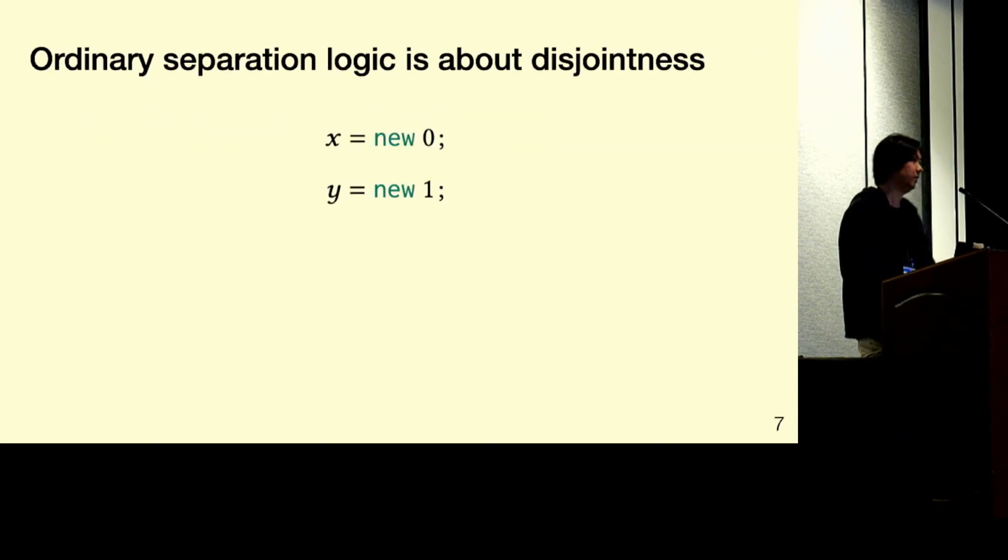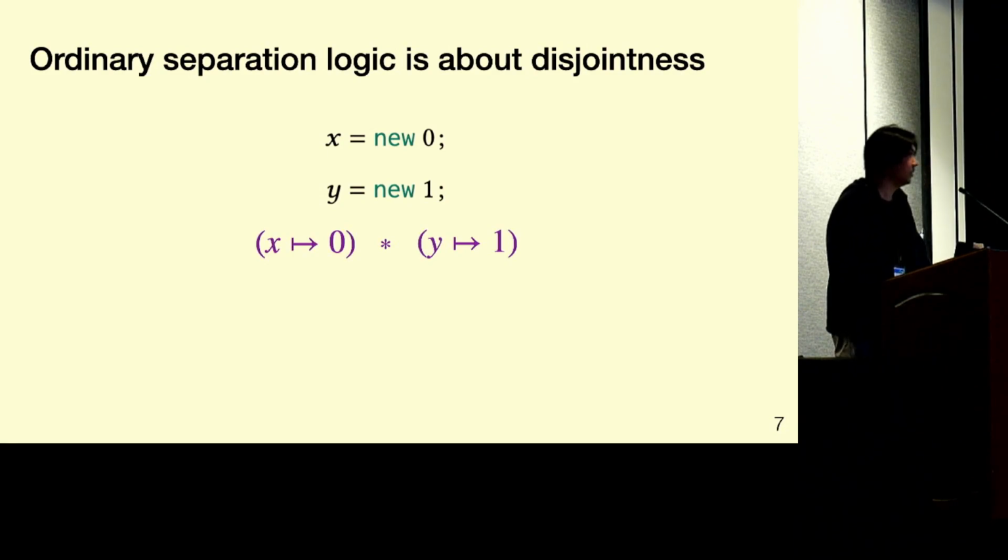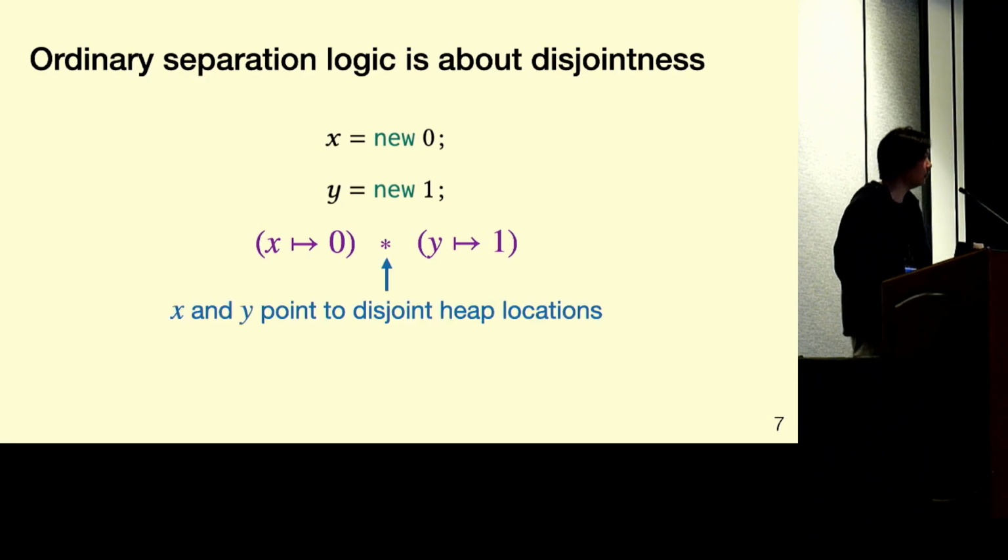Quick review of separation logic. Separation logic is this tool used for reasoning about heap-based programs. So here I have a heap-based program. It allocates 2 mutable references, one containing a 0, one containing a 1. And at termination, separation logic allows you to conclude that x points to 0, y points to 1, and then that x and y point to disjoint heap locations. That's expressed by this special separating conjunction star.